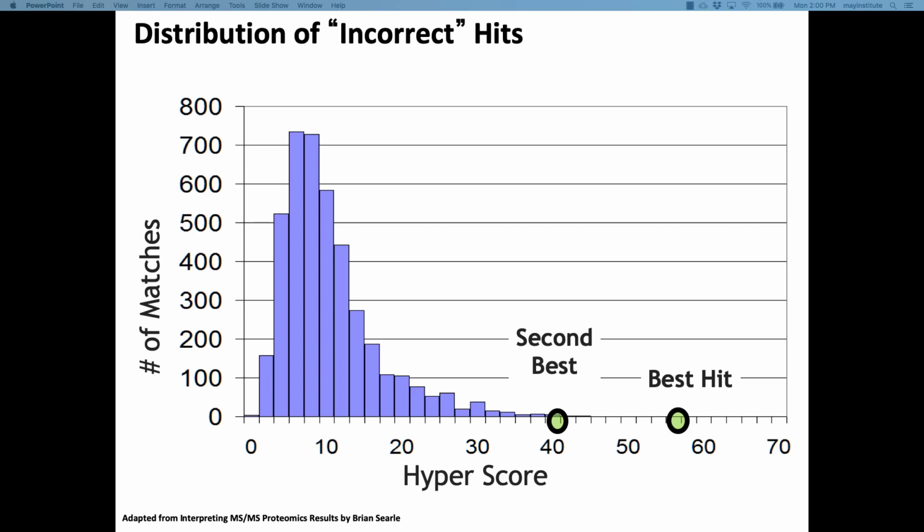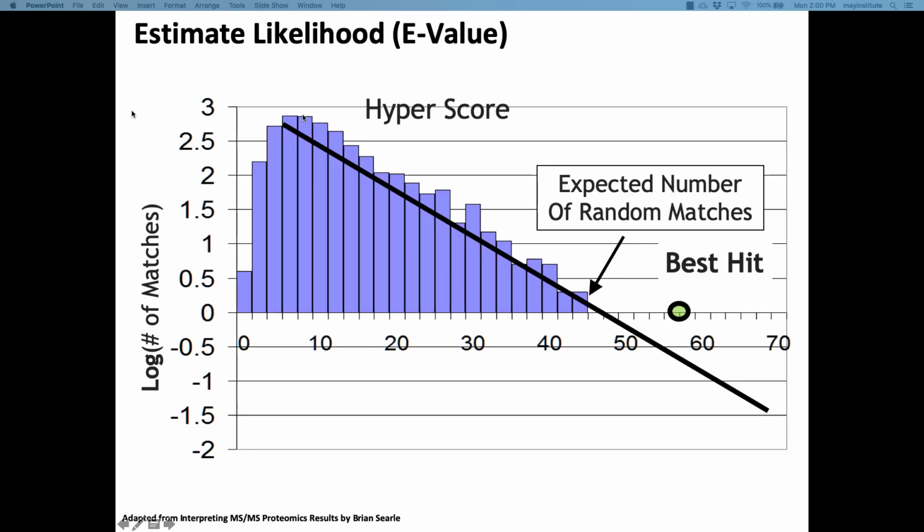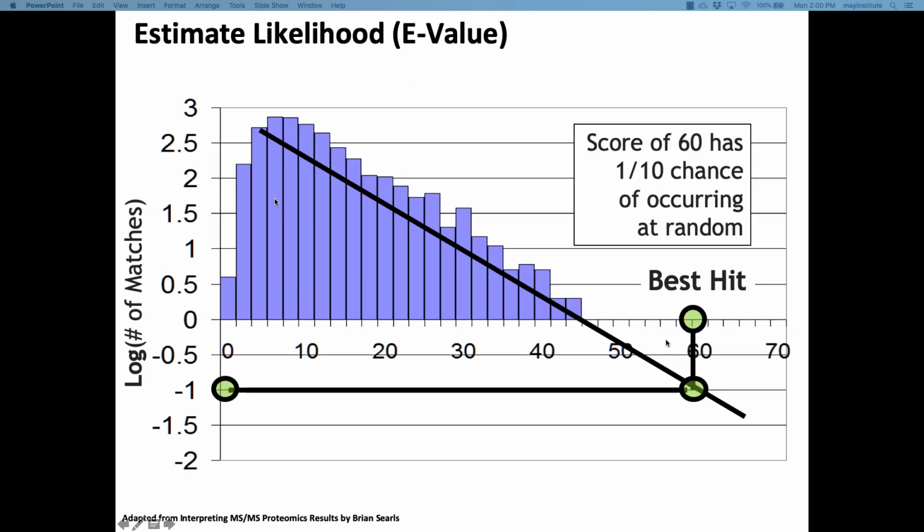What we can estimate is the E value, and Tandem does that by basically extrapolating based on this distribution what is the expected number of random matches, and you can compute that very easily without going into the details. You can say a score of this value of 60 has a 10% chance of occurring at random, and that gives you some idea of how reliable this particular score is.